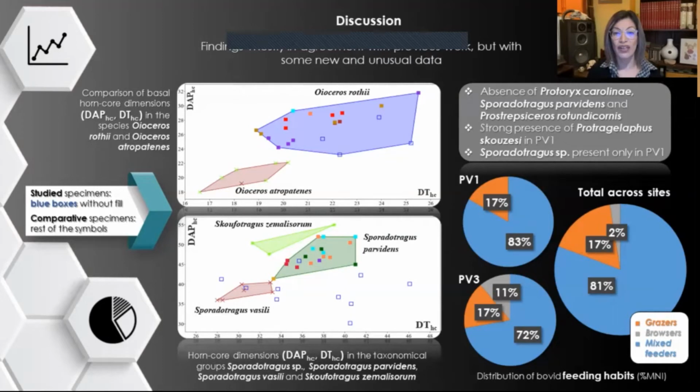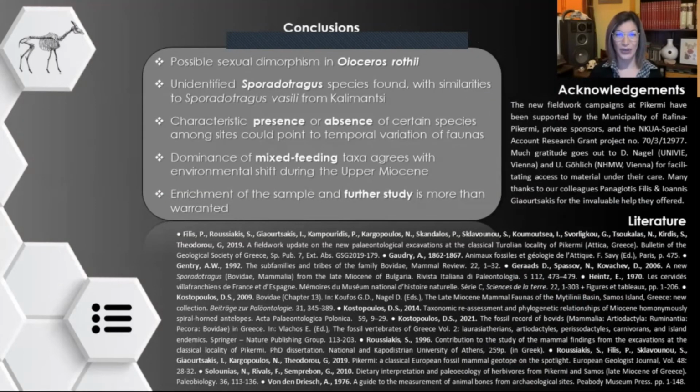Of note also is the total absence of browsers in PV1. In closing, the observations stemming from the study of the material are as follows. Indications of possible sexual dimorphism were found in specimens of the species Eosirus orthei. A new Sporadotregus species, not corresponding to the one already known in the locality, was identified and found to possess morphological similarities to Sporadotregus vasili.